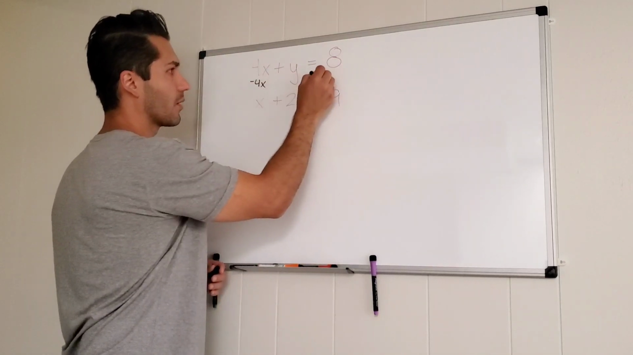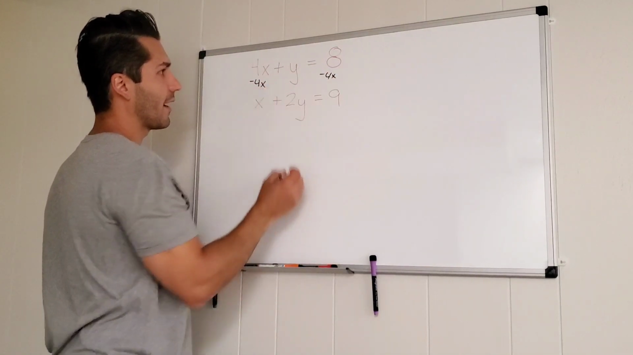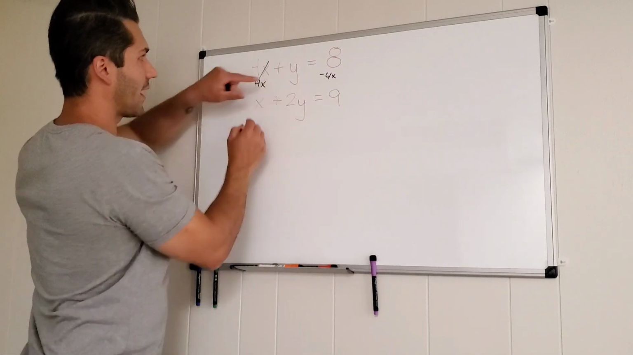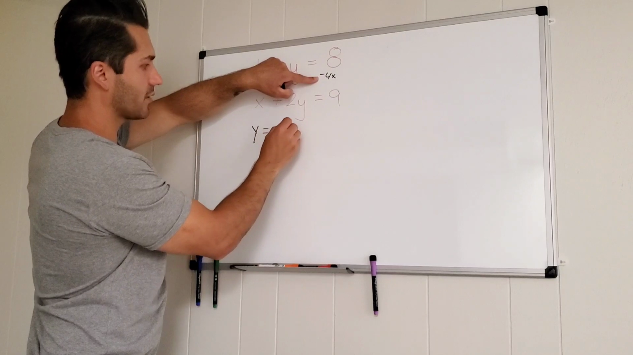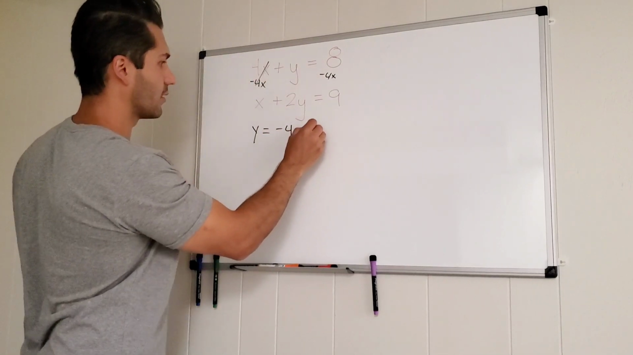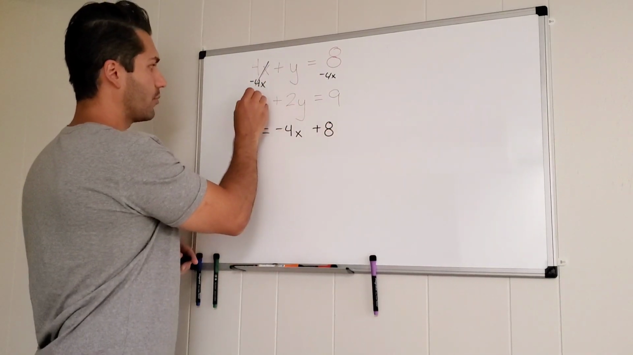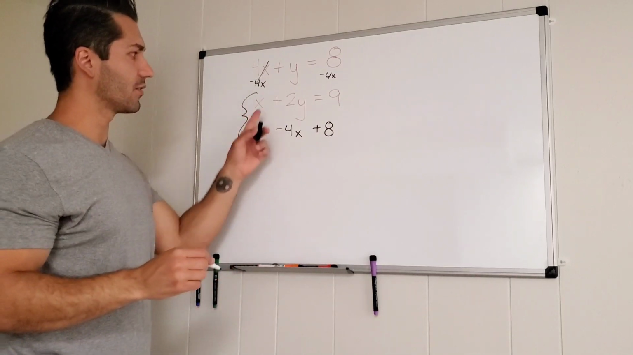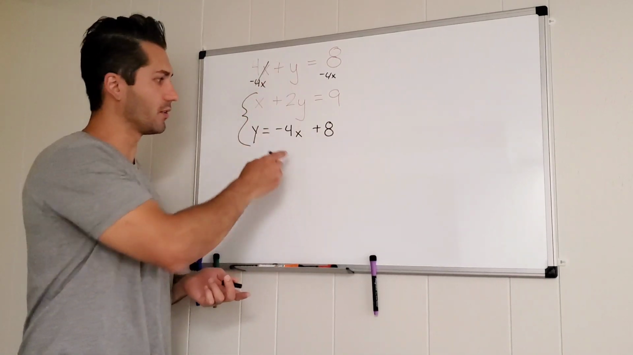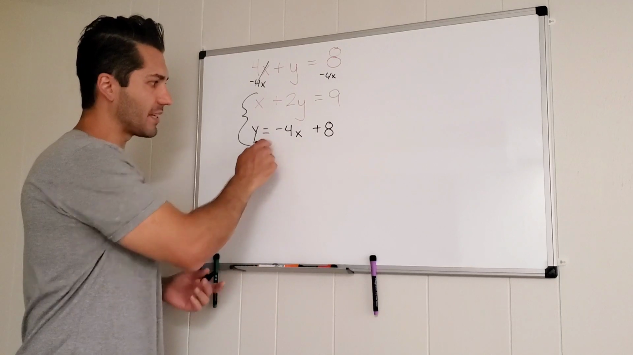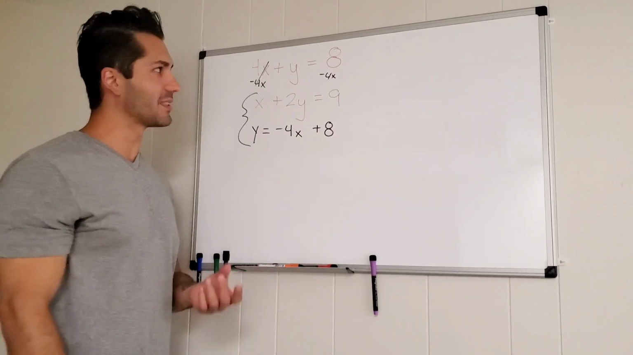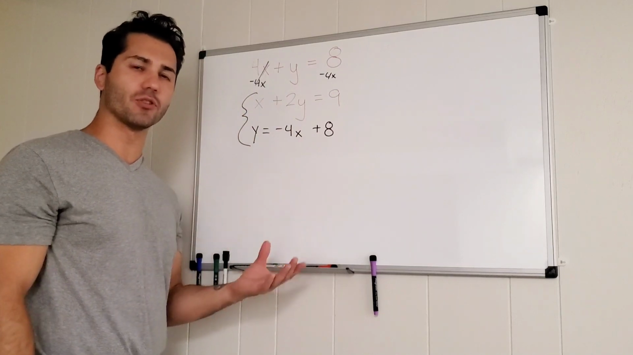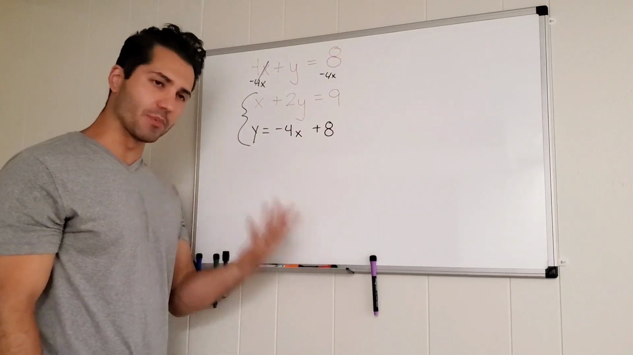Minus 4x, minus 4x. And I will get this brand new equation: y equals negative 4x plus 8. And now I will be using these two equations for substitution because I just rewrote the first one in slope-intercept form. So this one's now ready to go. And now you're going to do what you've been doing. But it's that one extra step, sometimes two, that means that it's a little bit more work.